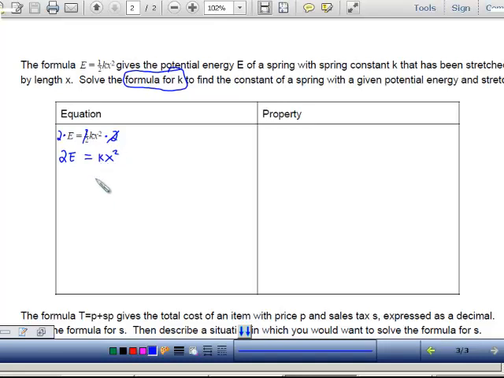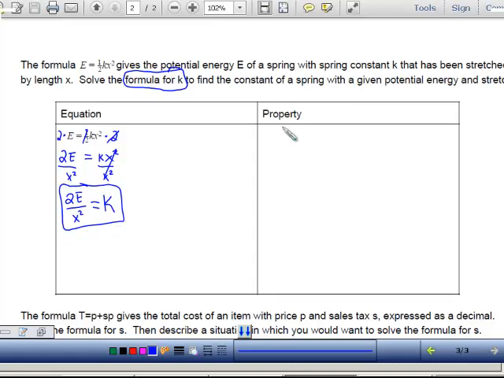Almost done solving this equation. All I need to do now is get k by itself. The only way to get k by itself is to divide both sides by x squared. Once I do that, the x squares cancel, and I'm left with k equals 2E over x squared. There is how you solve for k.